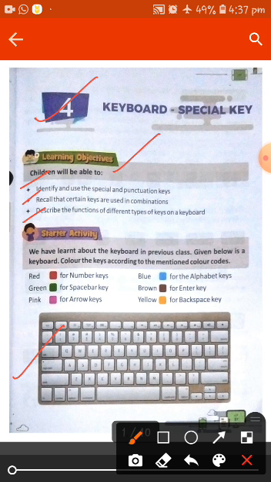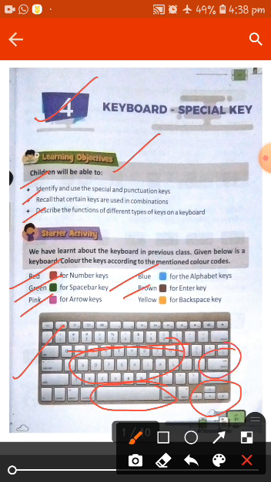Color the keys according to the mentioned color codes. So students, red for number keys. These are your number keys. Use red color for number keys. Similarly, green color for space key. Use pink color for arrow keys. Use blue color for alphabet keys. Use brown color for enter key. Similarly, use yellow color for backspace key. Okay, students?